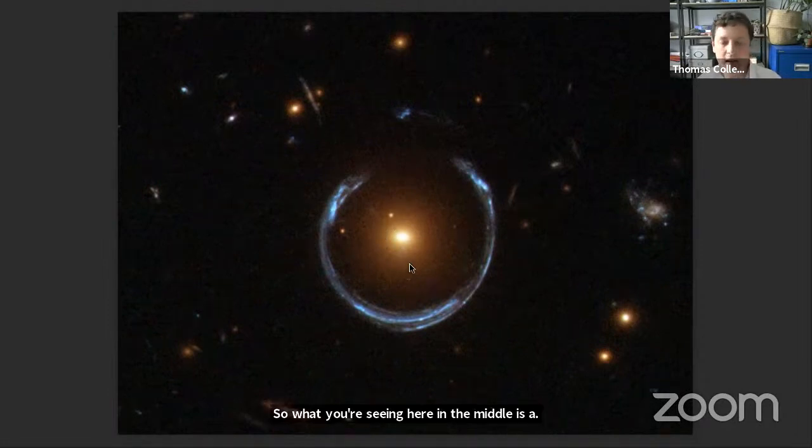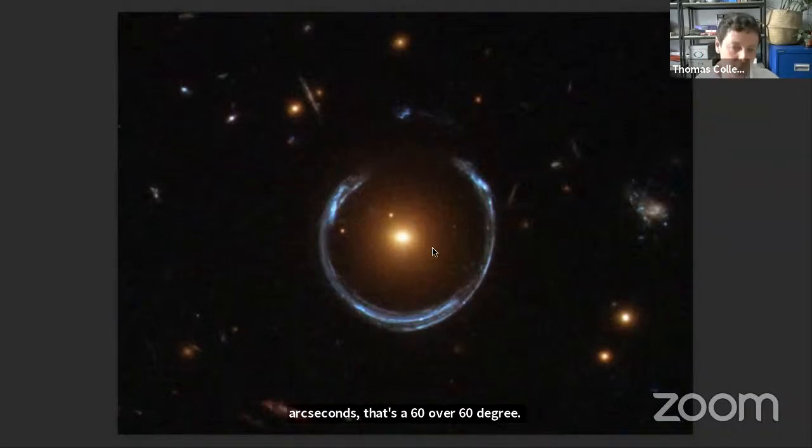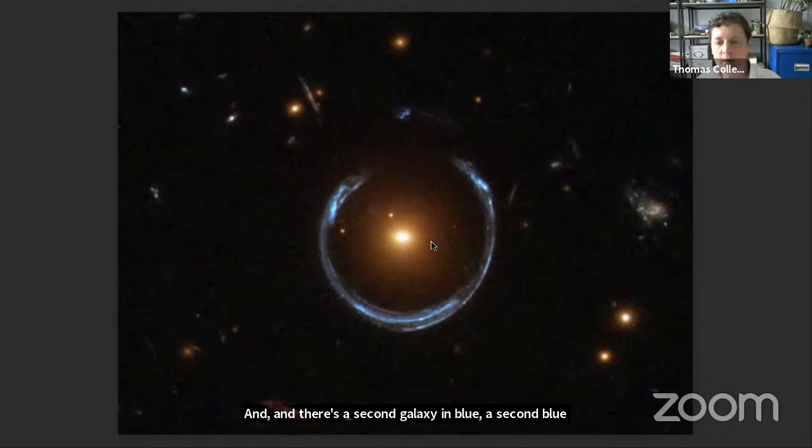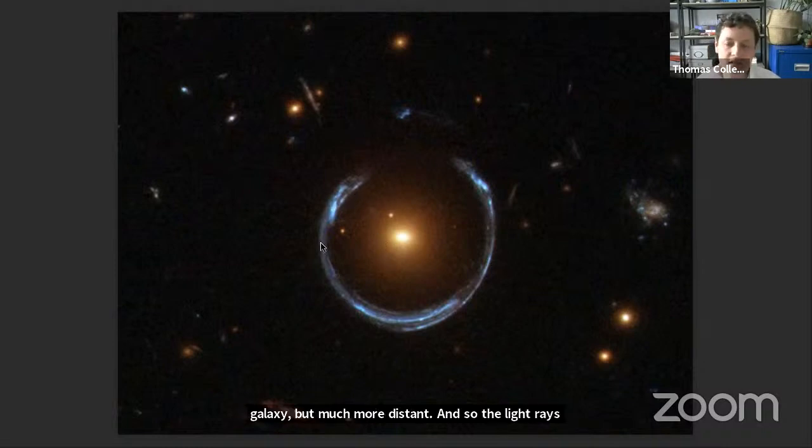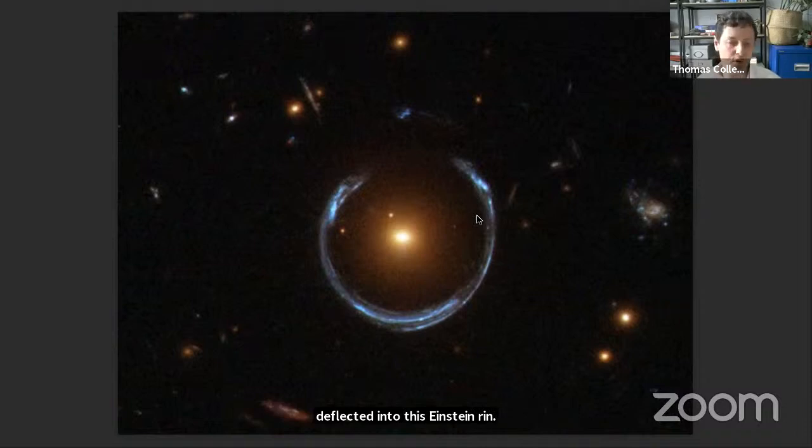So what you're seeing here in the middle is a massive elliptical galaxy. It's so massive that it warps space-time by a huge amount, such that light passing close to this galaxy is deflected in this case by about 5 arcseconds. That's a 60th of a degree. And there's a second blue galaxy, almost aligned perfectly with this foreground massive galaxy, but much more distant. And so the light rays coming from that background galaxy are distorted and deflected into this Einstein ring. You're seeing multiple images of that background galaxy heavily deformed.